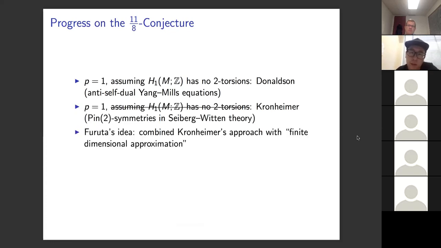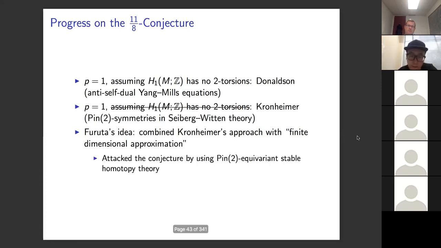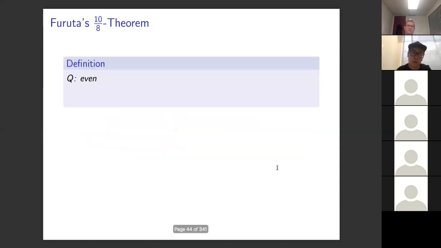A later breakthrough is by Furuta. He combined Kronheimer's approach with finite dimensional approximation and attacked this conjecture using Pin(2)-equivariant stable homotopy theory. So I assume most of you are listening to this talk because you want to know what the connection is here. How does equivariant stable homotopy theory have anything to do with this? That's the thing I'm going to try to explain. But before I do that, let me mention Furuta's theorem. He actually proved a 10/8 theorem, which is already very close.